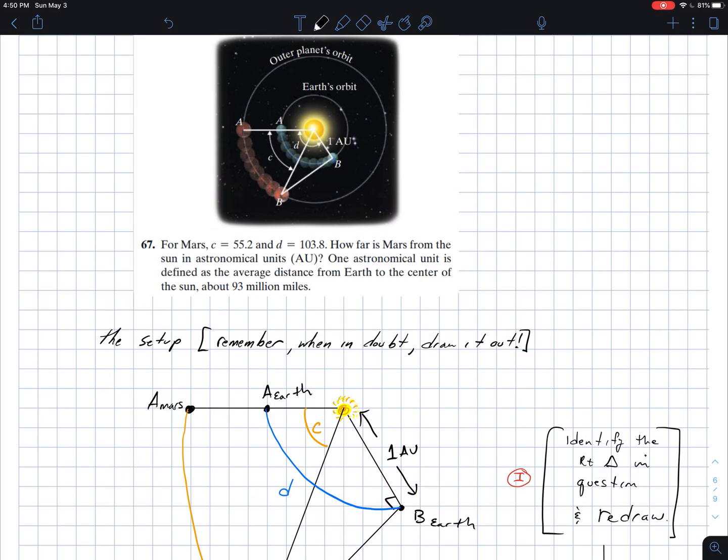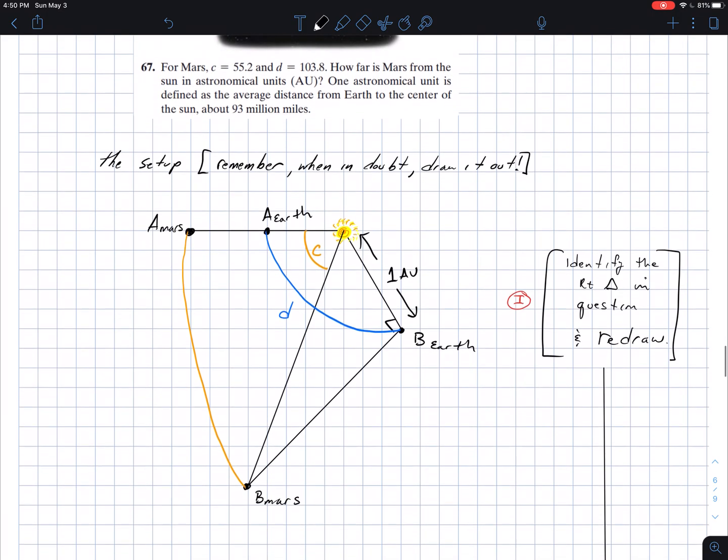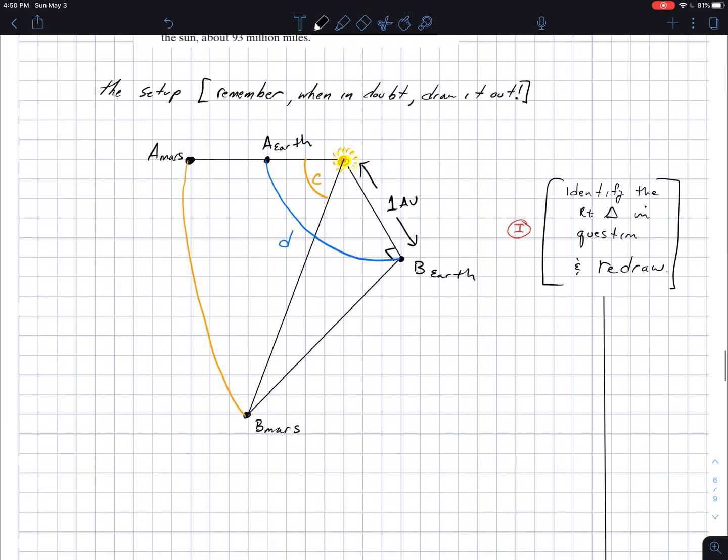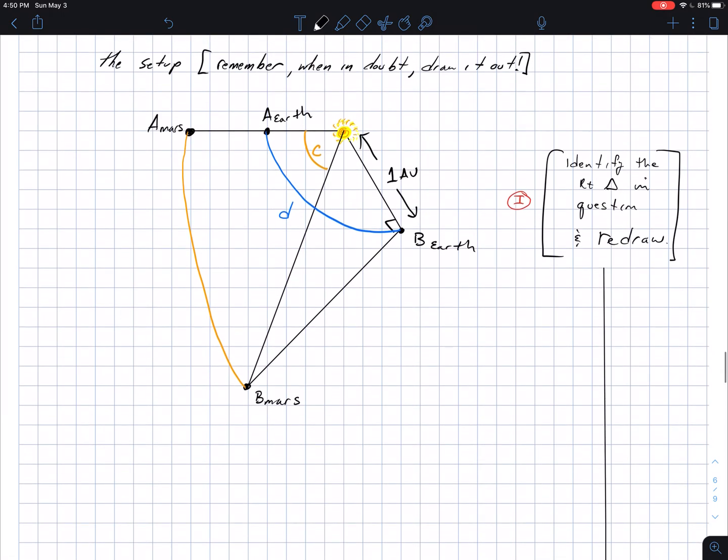Now, 1 AU is defined as the average distance from Earth to the center of the sun, which is about 93 million miles. So, the setup of the awesomeness. When in doubt, draw it out.